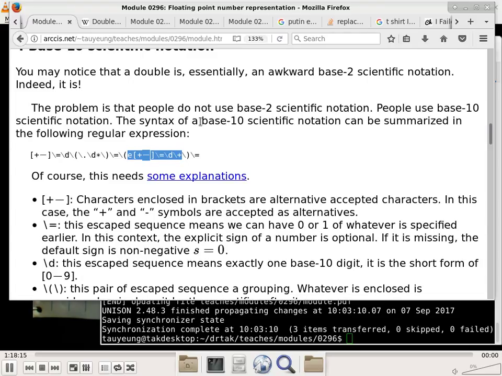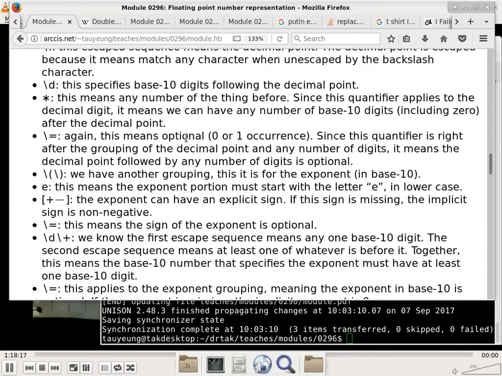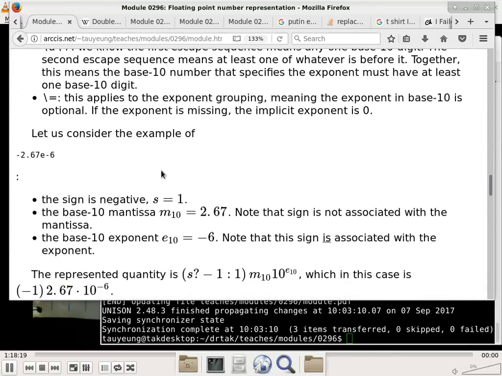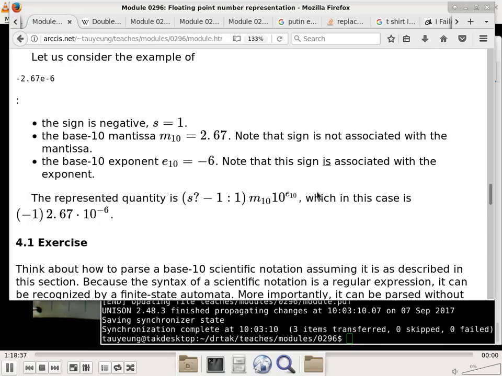All right, so that's the full description. You can read through this whole thing. So in this case, we have this example. The sign is negative. The base 10 mantissa is 2.67, right here. And then the exponent in base 10 is -6, because we have e minus 6 over here. The quantity it is representing is this equation.